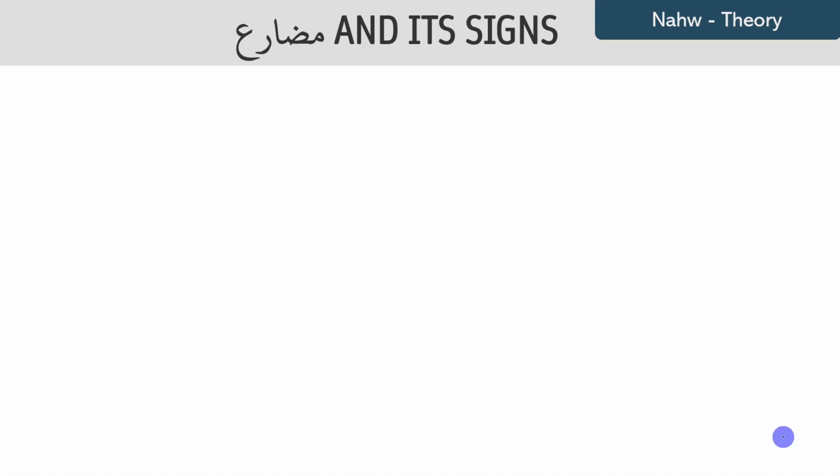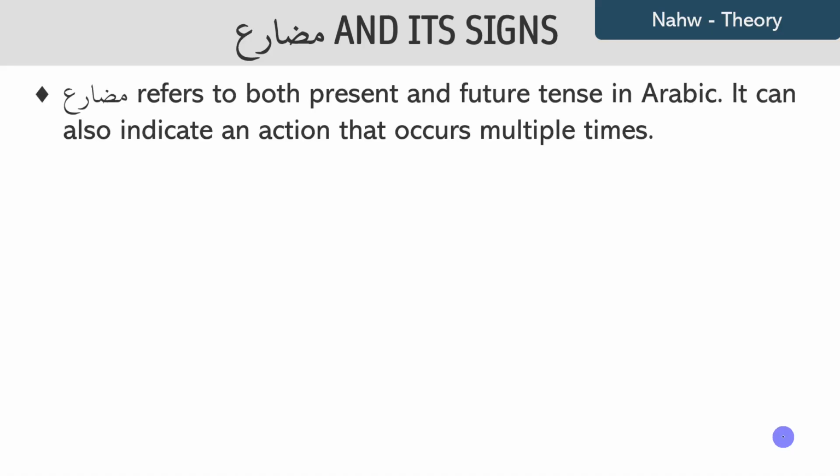We're continuing with verbs, and this time we'll look at mudari'. Now mudari' refers to both the present and the future tense in Arabic, and it can also express an action repeated multiple times. So you can use the mudari' tense to say, for example, he writes, or he is writing, or he will write.